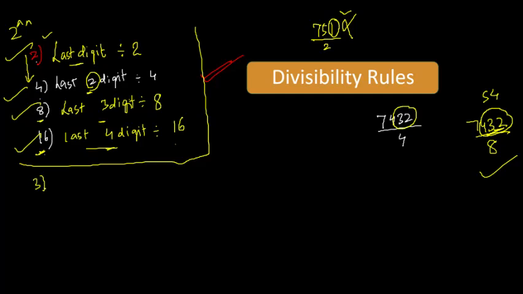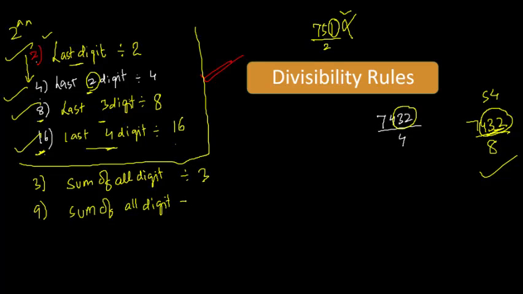Now next is the rule of 3, that the sum of all the digits must be divisible by 3. The rule of 9 is also the same. The sum of all the digits must be divisible by 9. So for 3 and 9, the rule is the same, just add all the digits. I hope it is clear.